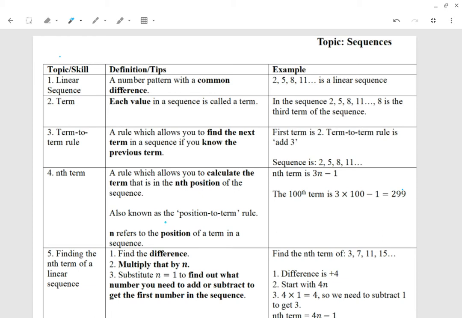Okay, so it's also known as the position to term rule. Okay, n refers to the position of a term in the sequence. So n could be the fifth number. N could be, if you want to work out the 10th number, n is 10, 100, n is 100.